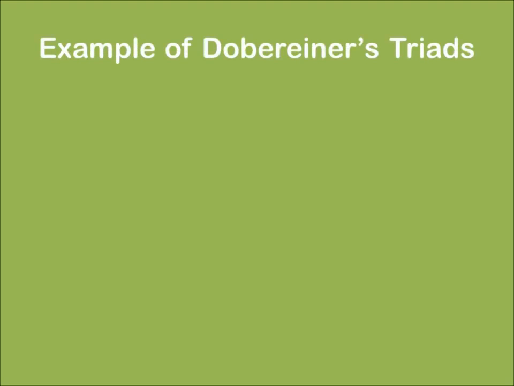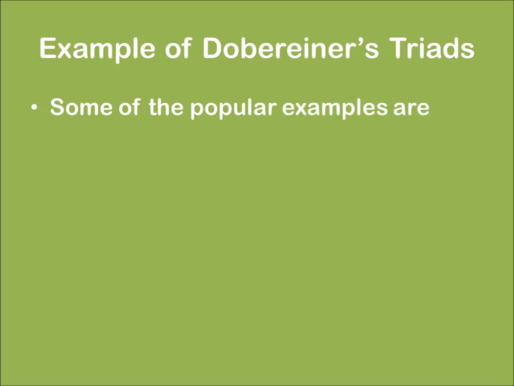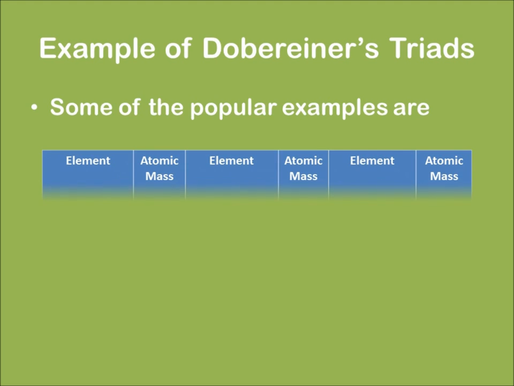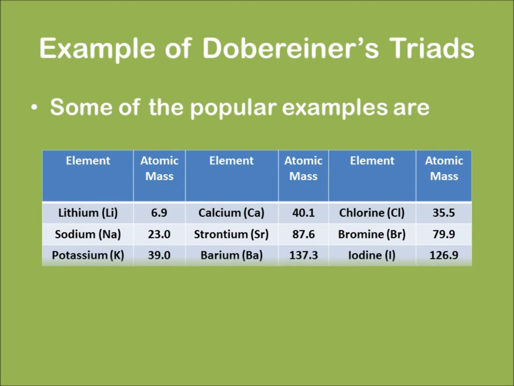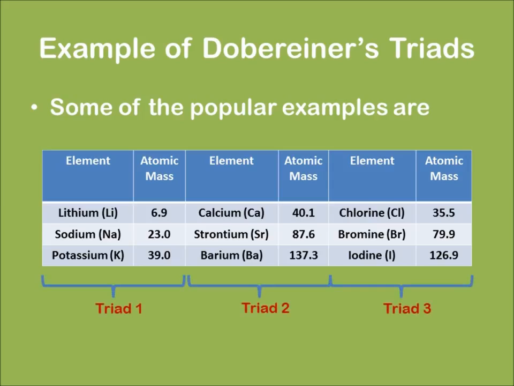An example of a Dobereiner's triad. Some of the popular examples are listed below. In each of the 3 triads, we can see that the atomic mass of the middle element is the average of the sum of the other 2.